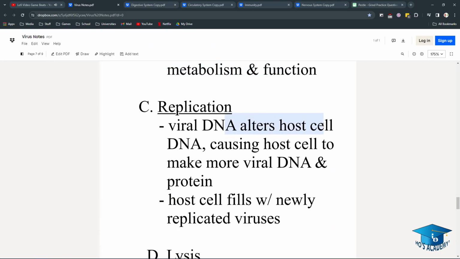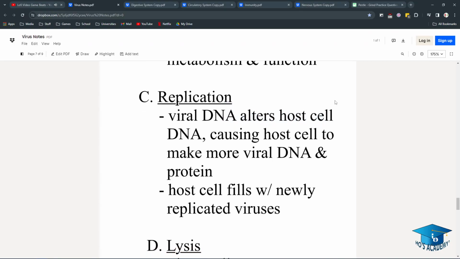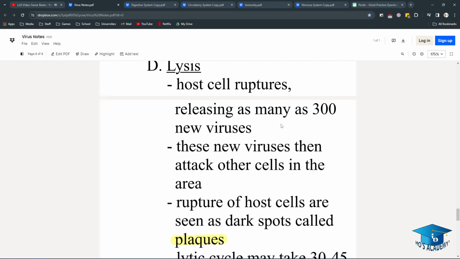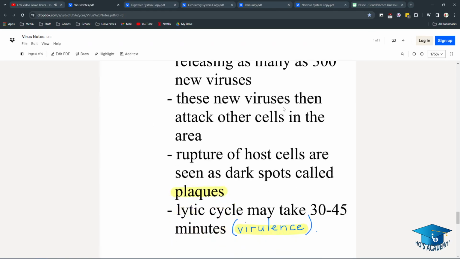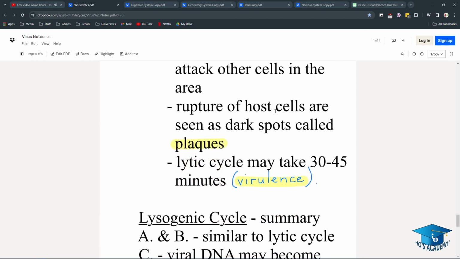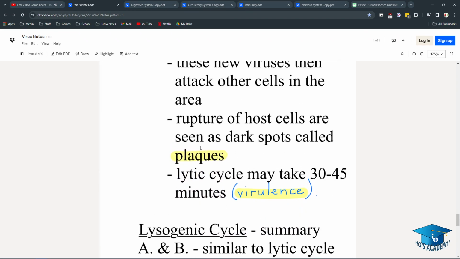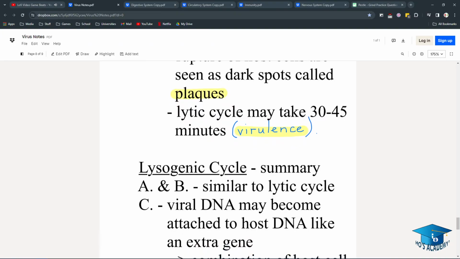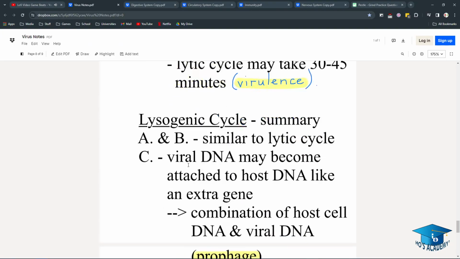Replication: the host cell DNA is altered, the genome, so instead of producing itself or more organelles, it produces viral parts and proteins. And the host cell will fill with replicated viruses until it finally bursts, releasing up to 300 viruses that will then spread to other cells. And the rupture of host cells are seen as dark spots called plaques. And I got that question wrong. So the lytic cycle may take 30 to 45 minutes, and this is known as virulence.